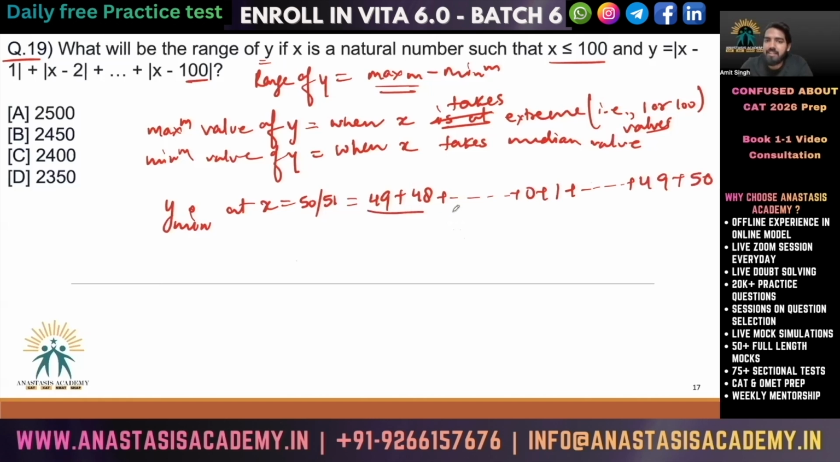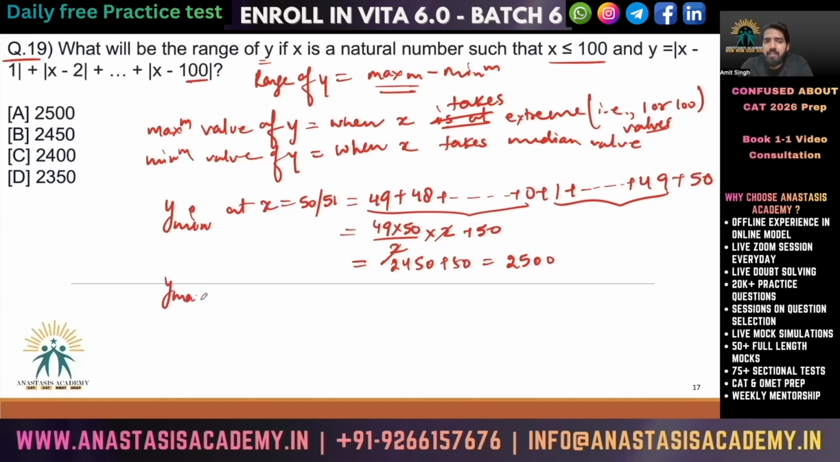Now I need to add this from 1, and this twice, plus 50. So this is the sum of the first 49 natural numbers, that is 49 into 50 by 2, and I need to add it 2 times plus 50. So that would be equal to 49 into 50, that is 2500 minus 50, so 2450 plus 50. And that is equal to 2500. This is the minimum value of y.